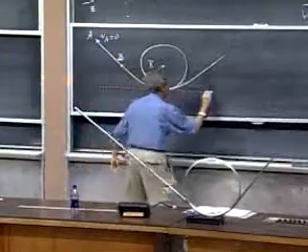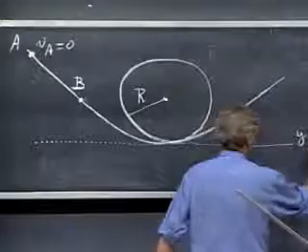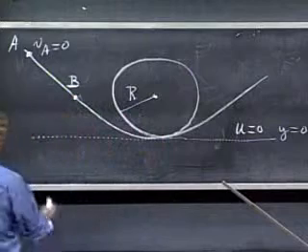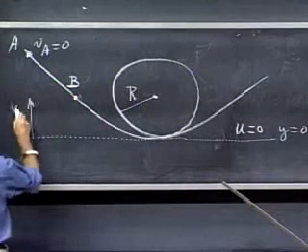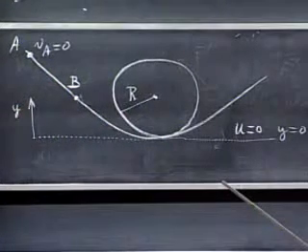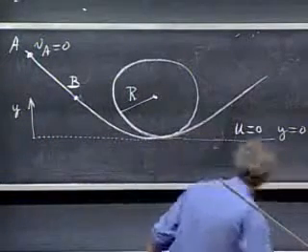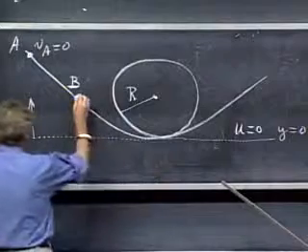And I define here y equals 0, or what is even more important, I define that U equals 0. And this is the positive direction of y. At A, the object has no velocity, no speed. At B, of course, it does.